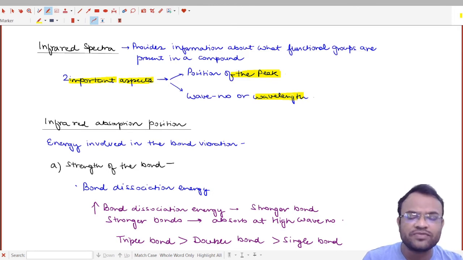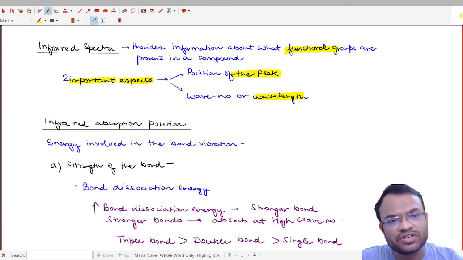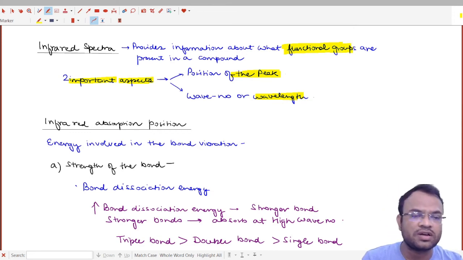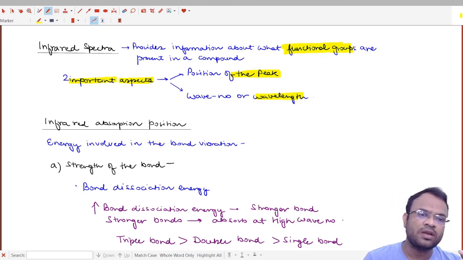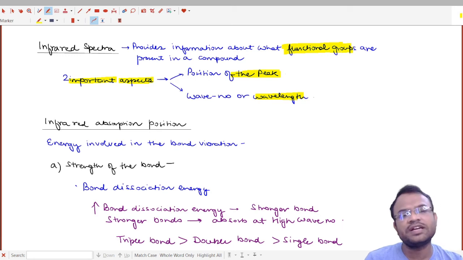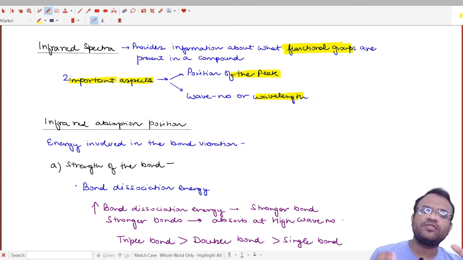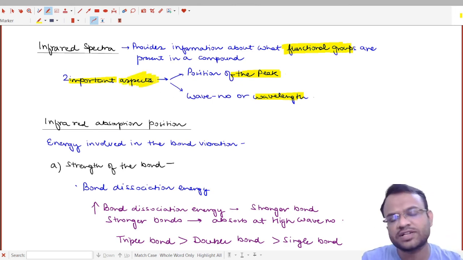What information does infrared spectra impart to us? The information that it gives us is about the functional groups. You would be knowing about functional groups, right? Suppose a carboxyl group, or amino group, or SH group. Which functional groups are present in a molecule can be easily extracted from infrared spectra. Why? Because different functional groups absorb at different wavelengths, plus their peak intensity is also different. That is why I told you there are two aspects.